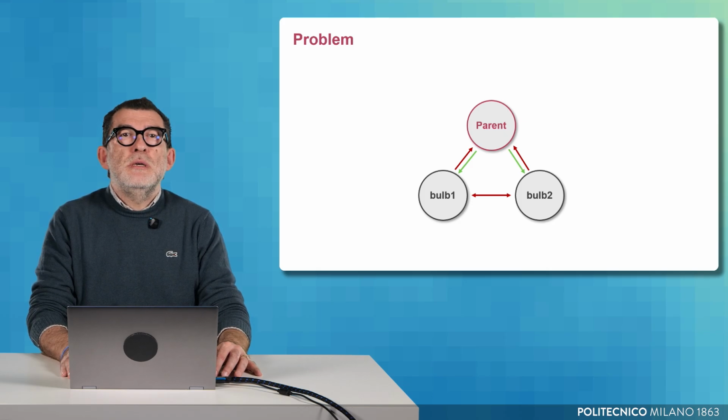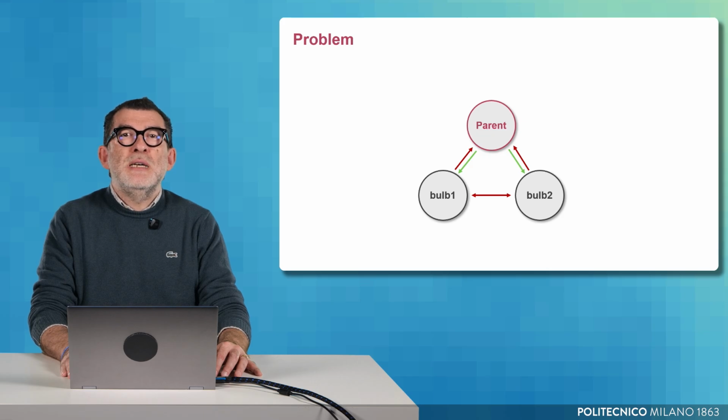The parent widget, besides creating the two bulbs, can clearly communicate with them. If the parent has references to its children, it can call methods or pass data to them. However, the red arrows represent interactions that are not directly supported. As already mentioned, bulb1 and bulb2 cannot communicate directly with each other unless we introduce special purpose code.